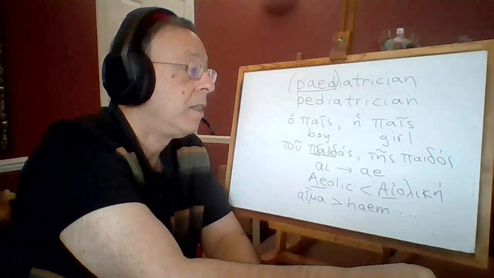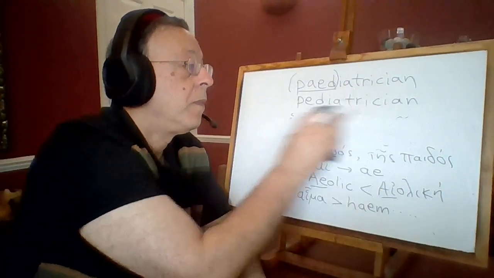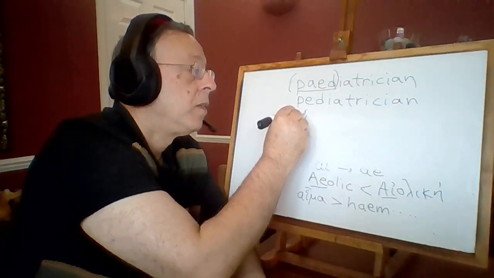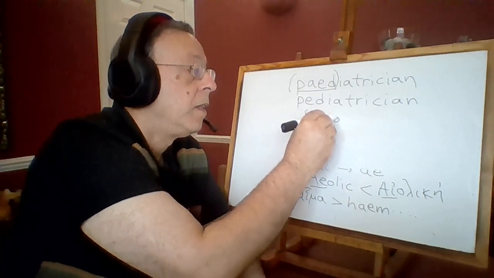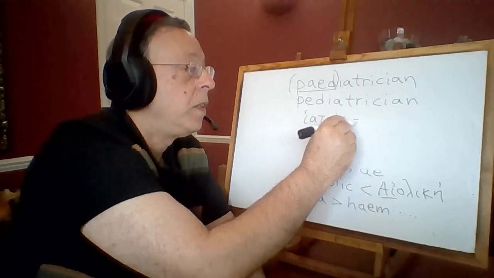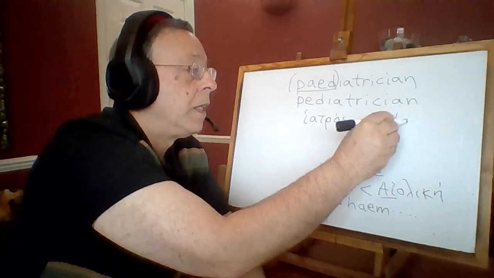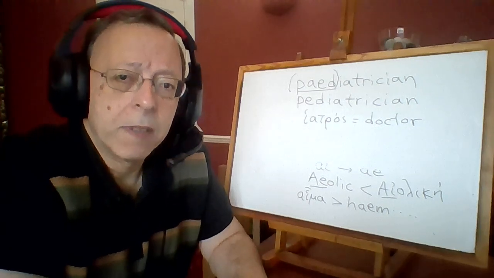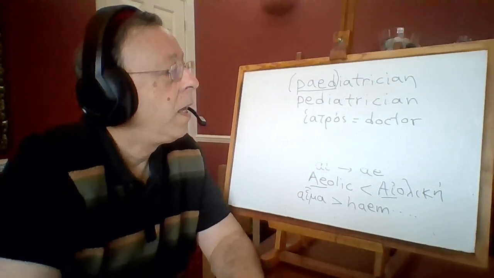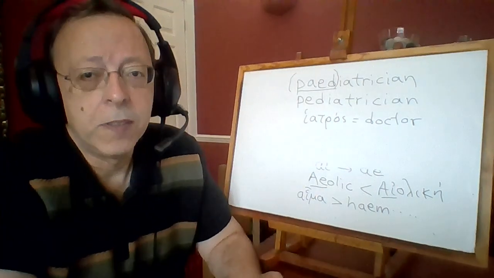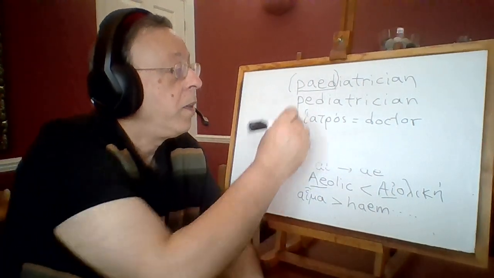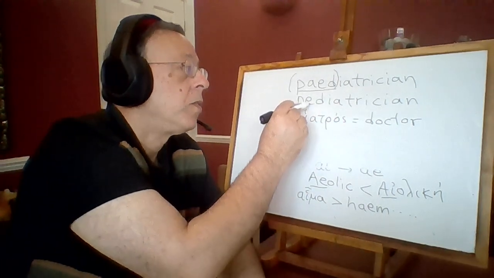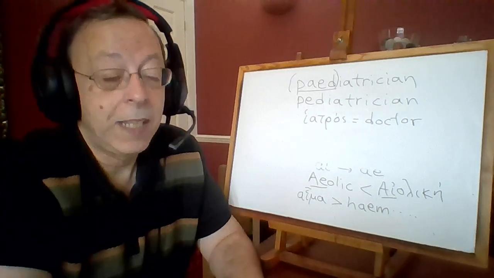The rest comes from the word iatros, which in ancient Greek means the doctor or the healer, and we do use it even today in modern Greek. So the doctor for the children. So this spelling is wrong because we should have an A, not just an E.